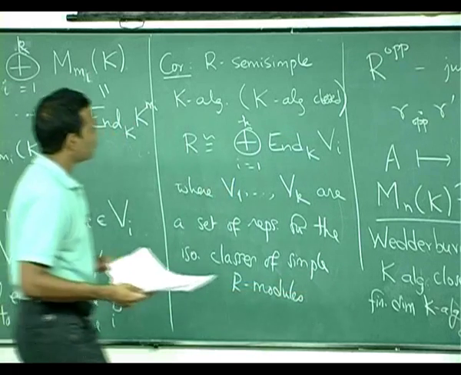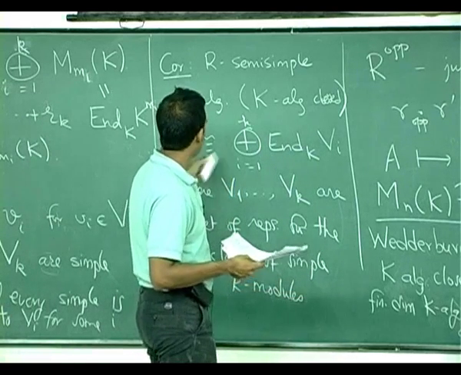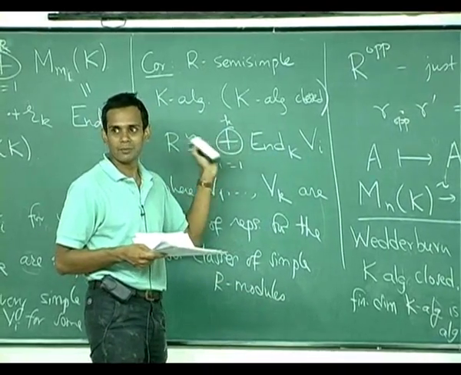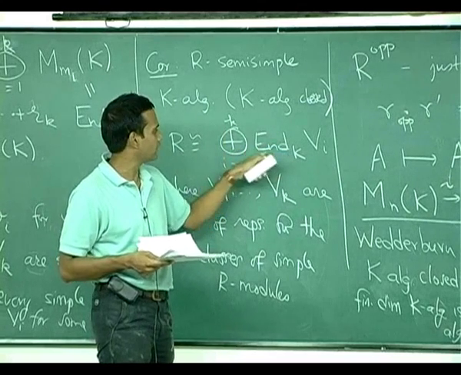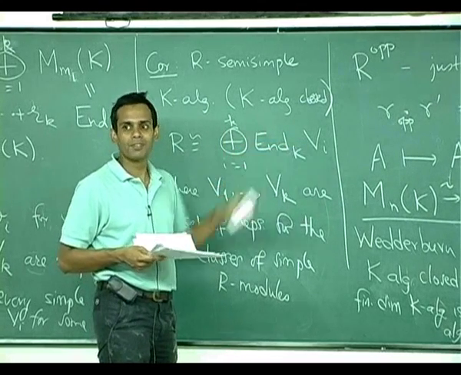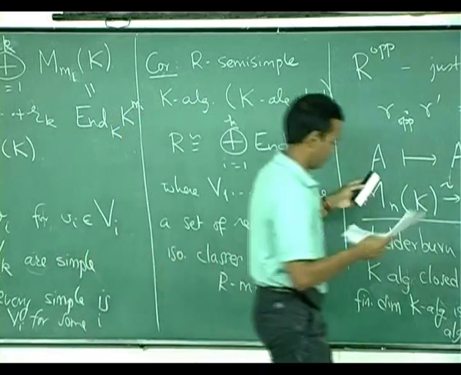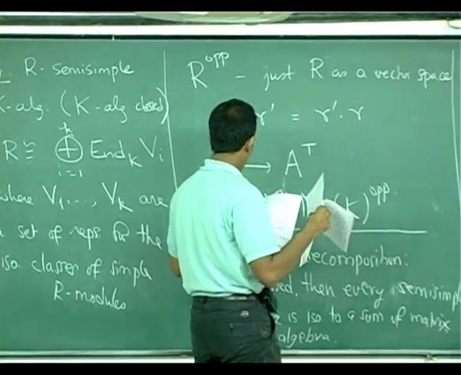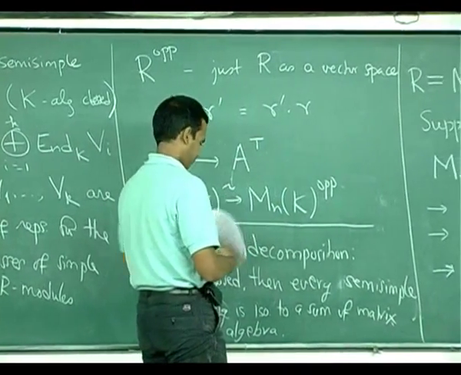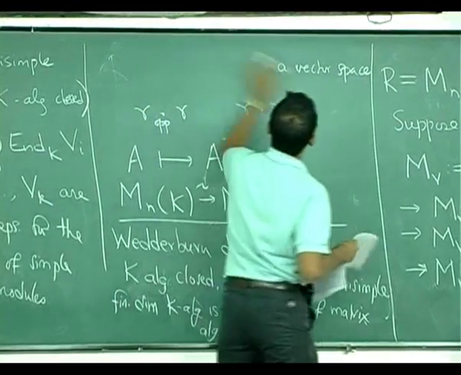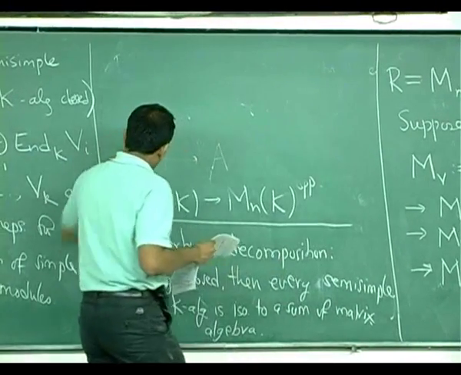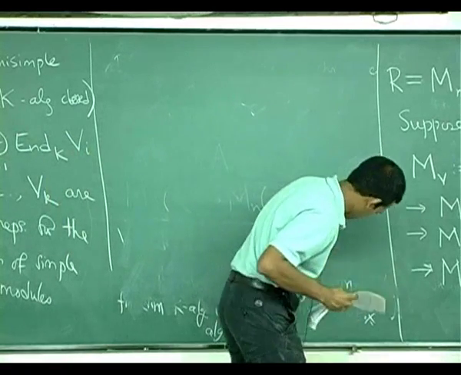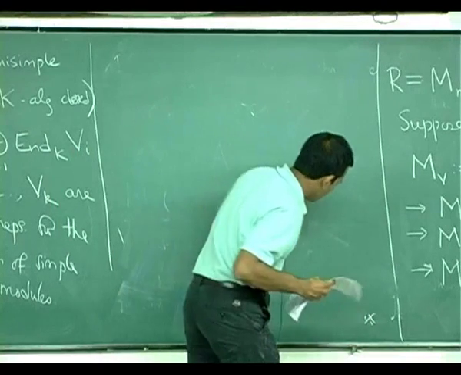So we've come a little closer to realizing this thing. We saw that R must be a sum of matrix algebras. Now we've come one step closer. We know that it's the matrix algebras of the simple R modules. So now if you try to see how you can get a grip on this isomorphism, firstly, is this a unique isomorphism?